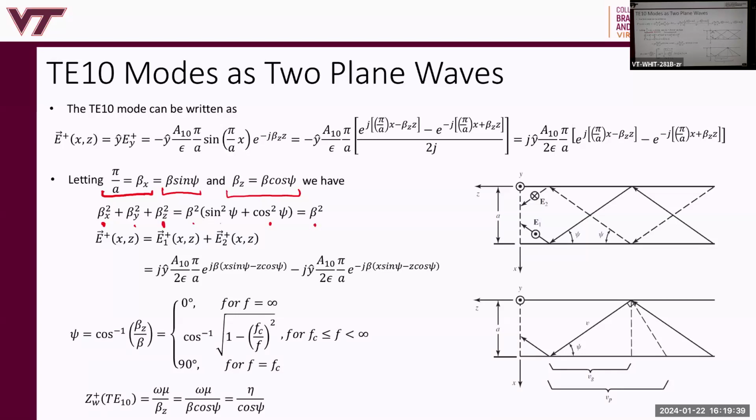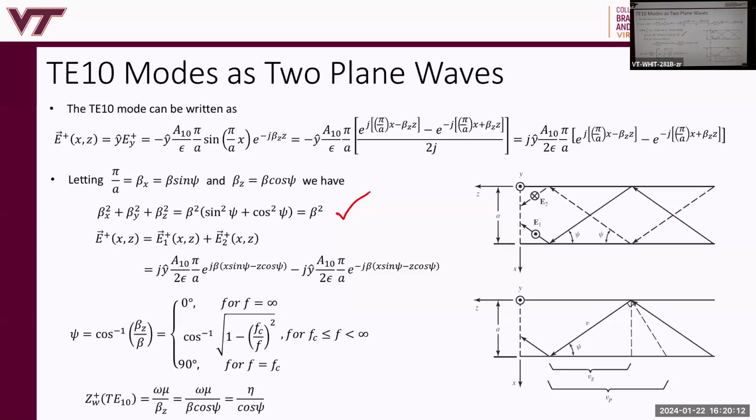So we satisfy here the dispersion relation, right? If we make that definition, then beta_x squared plus beta_y squared plus beta_z squared is equal to beta squared, as required by the separation relation that we obtained from the separable solution to the wave equation in rectangular coordinates. All right, good. So we can define beta_x as beta sine psi and beta_z as beta cosine psi. All right? That allows us to get kind of a geometric picture of what direction these plane waves are traveling within the waveguide. Let's take a look at that.